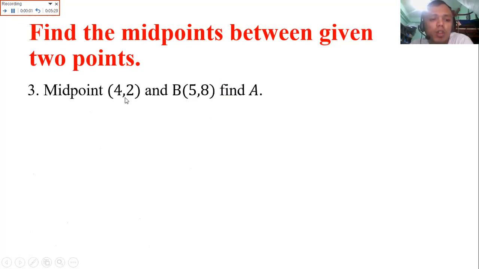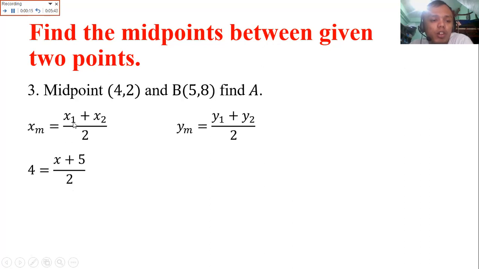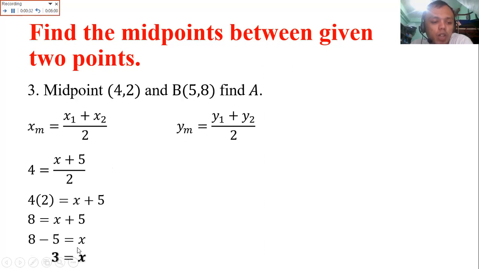Okay, number 3, midpoint is 4 and 2, and the point B is 5 and 8. Find point A. Now, given yung midpoint, given yung another point. Okay? So here, your x of m here is 4. No? Your x of 1 is unknown, kaya x muna. Plus your x of 2 is 5. No? 5. Over by 2. Multiply 4 times 2. That is 8. Equal to x plus 5. Transpose 5 to the other side, making 8 minus 5 is equal to 3. Your x is 3. Okay?